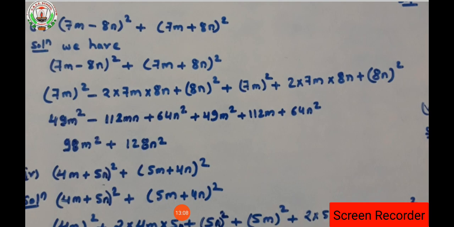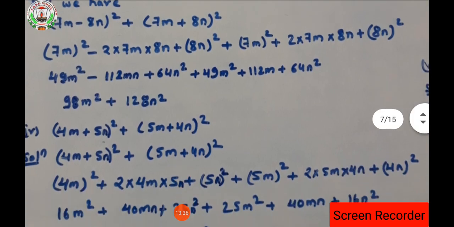Since here in question number 3, a plus sign is present between the two terms, that is 7m minus 8m square, the whole square plus it is there, isn't it? So here if you are not going to put the bracket, nothing will happen. But if suppose a minus sign will be there, you have to put the bracket. Okay. So what is the answer of that? That is 98m square plus 128n square.